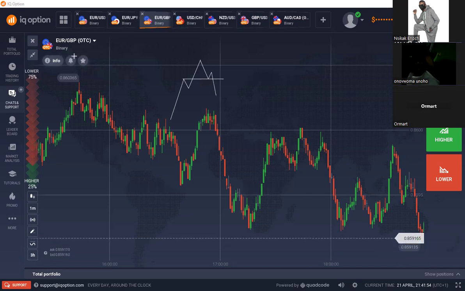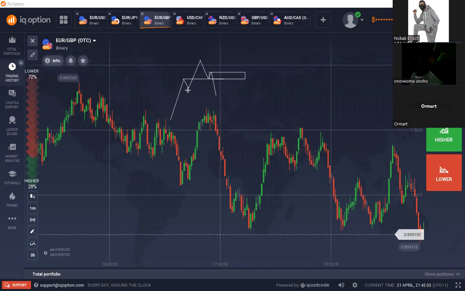So our entry is going to be from this zone right here. I think it's something you are familiar with. Our entry is going to be from this zone right here. So we wait for the price to reach this level, then we enter a trade with 5 minutes expiry time.